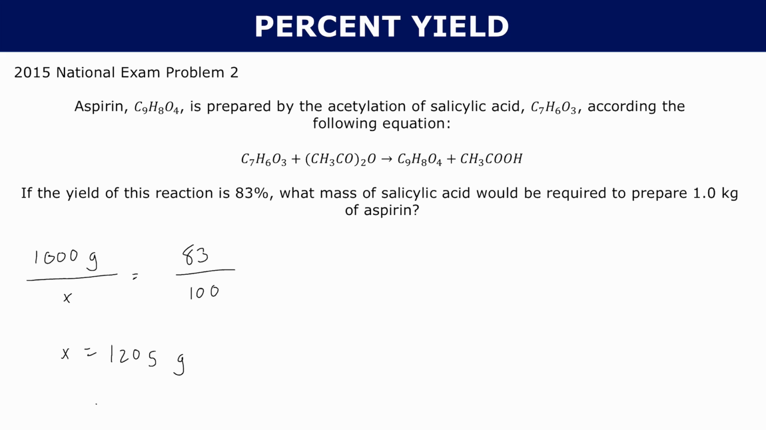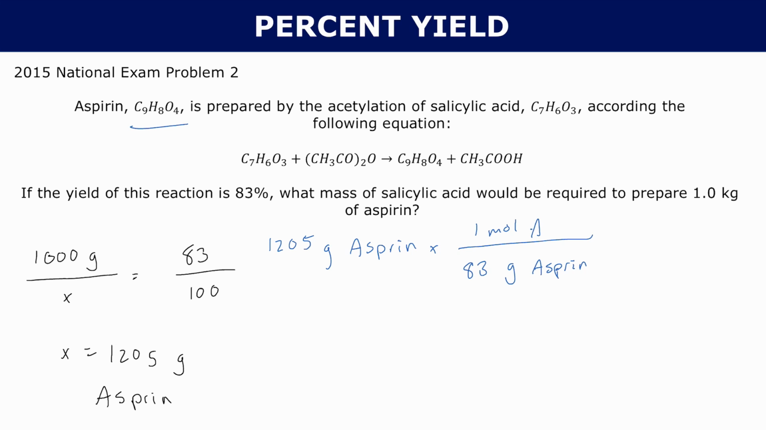Okay, so x comes out to 1205 grams of aspirin. But it's not really helpful to work in grams. We're going to need to convert this value into moles. So we have 1205 grams of aspirin, and we need to find out what the molar mass of aspirin is. Aspirin has a chemical formula of C9H8O4, which has a molar mass of 180 grams per 1 mole of aspirin. So really we have 6.69 moles of aspirin.